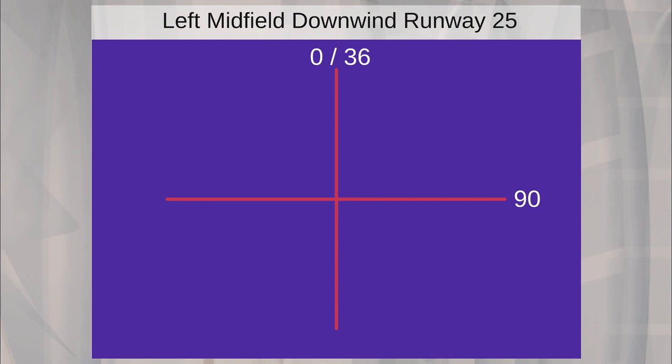The bottom down here is going to be south, and we all know that's 180 degrees. And then your west is 270. So each one of these is 90 degrees off the other: 0 to 90, 90 plus another 90 is 180, 180 plus another 90 is 270, and then 270 plus another 90 is 360. But in order to pin down where this aircraft is on a left midfield downwind for runway 25, we need to add a little bit more.